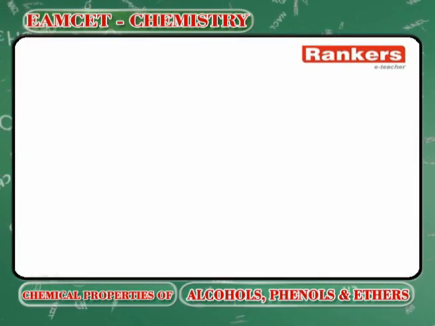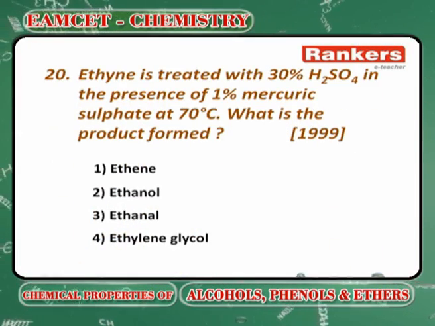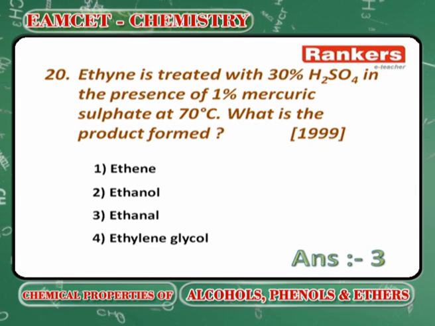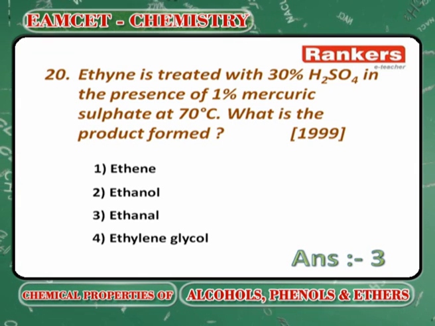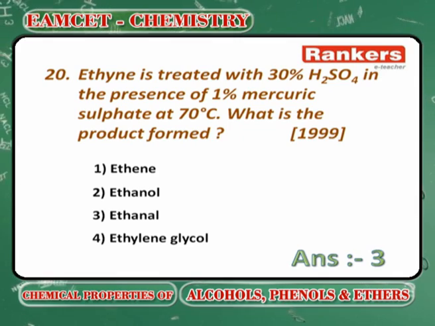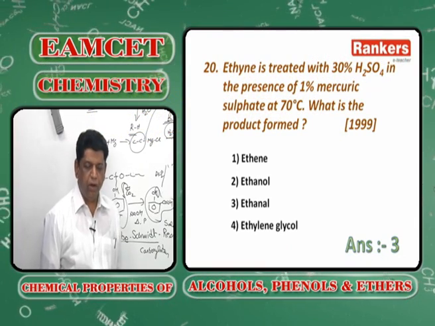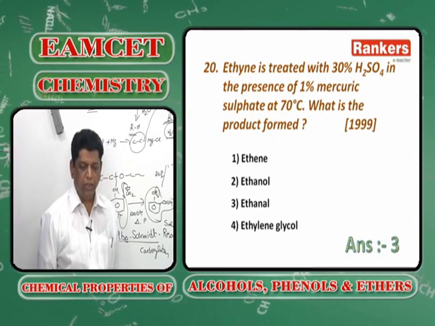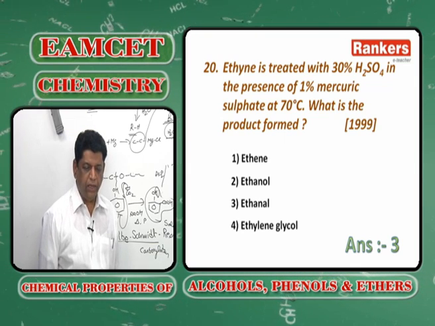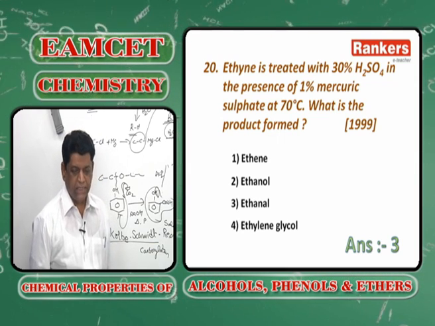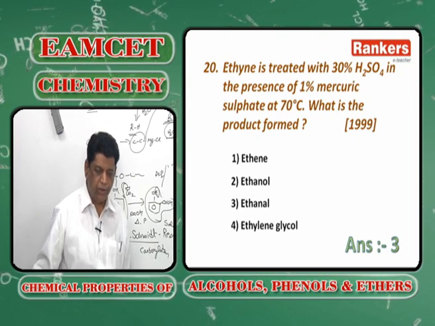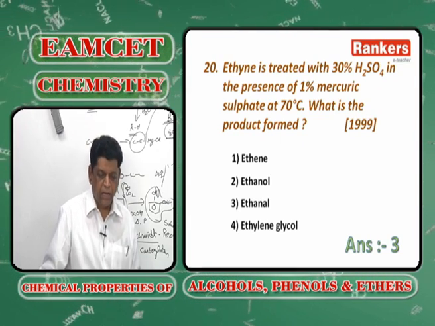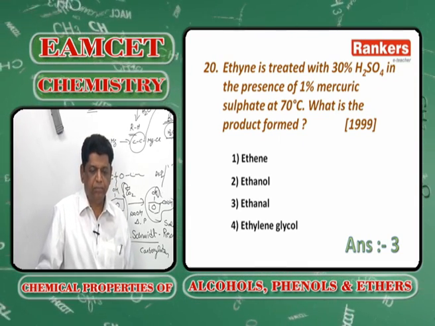Next, ethyne is treated with 30% sulfuric acid in the presence of 1% mercuric sulphate, and acetaldehyde is formed. What is the product formed? That is from the alkyne chapter, or the acetaldehyde chapter, actually. Okay, it doesn't matter. Answer 3 is the right answer.